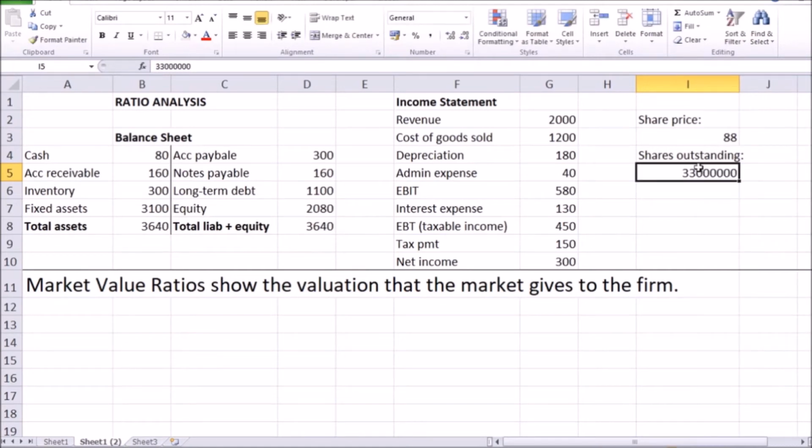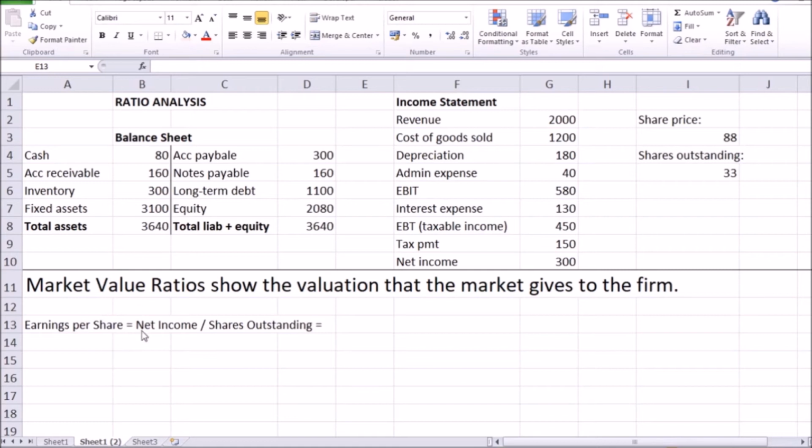And now that I'm operating with large numbers here for the number of shares outstanding, let me also consider the numbers in the balance sheet and income statements as being represented in millions as well. So with everything expressed in millions, let me also express the number of shares outstanding in millions, which allows me to operate with a simpler number, let's say 33. And the first ratio we're going to look at in this category is, of course, earnings per share.